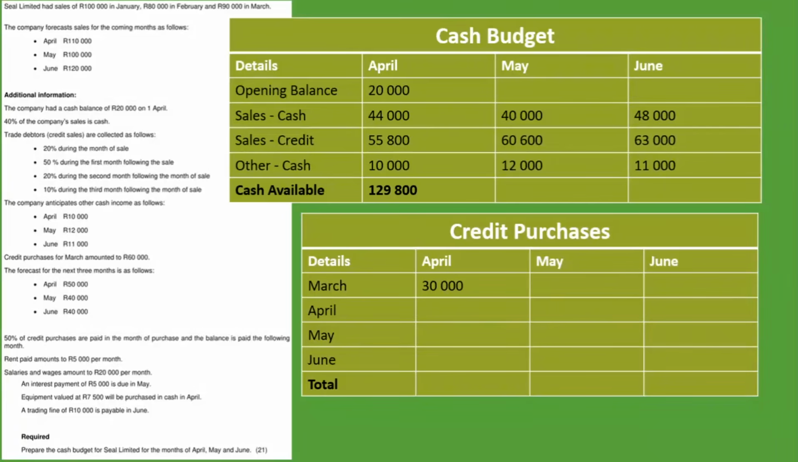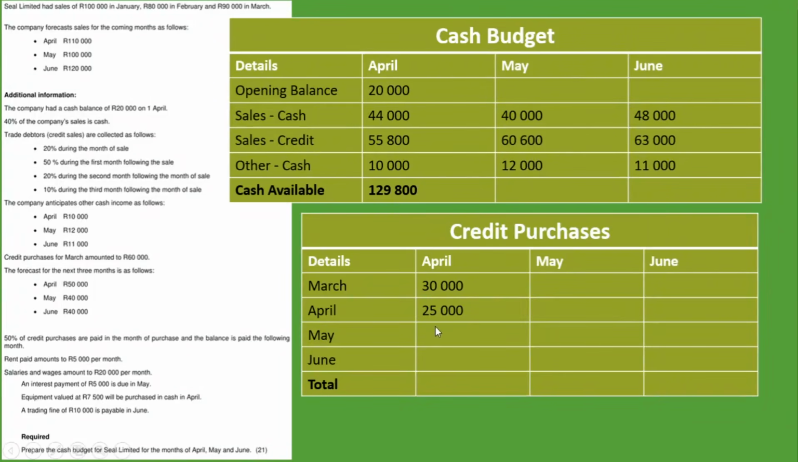And then how much will be paid in April for the month of April? Well, we are told that 50% is paid in the month of purchase, and we made 50,000 Rand worth of purchases in April, so we'll pay 50% of that in April. So we'll take 50,000 Rand times 50%, we get 25,000 Rand. So we put down 25,000 Rand. We just finished with April, so this one is a simple one.